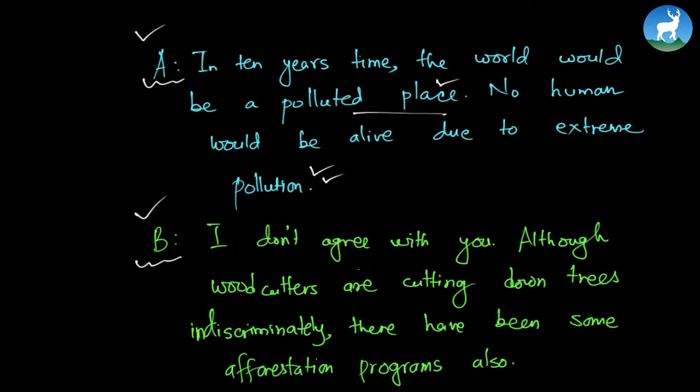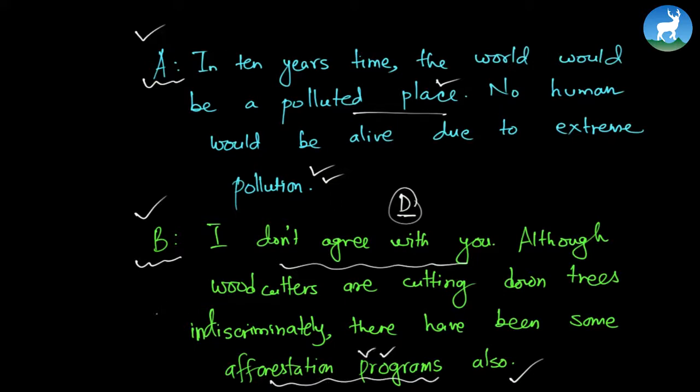And B said something like, I don't agree with you. B is now not agreeing, but rather, disagreeing with A's idea. Although woodcutters are cutting down trees indiscriminately, there have been some afforestation programs also. Now, B seems to be positive about these afforestation programs. So he says, I don't agree with A.